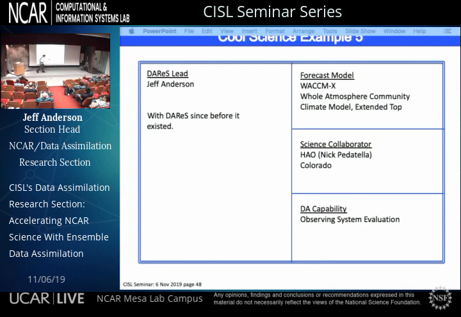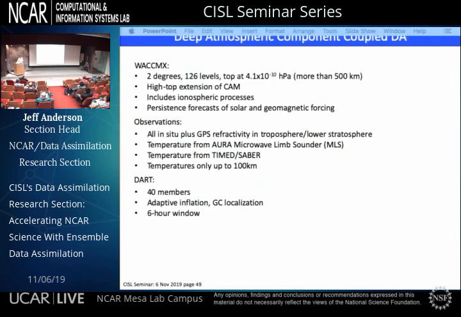This particular one, I'm going to focus on observing system evaluation capability. This is in the WACCM-X model, which is a version of CAM. It's slightly coarser than what we saw before, 2 degrees, but it goes really, really high, basically up to 500, 600, 700 kilometers.